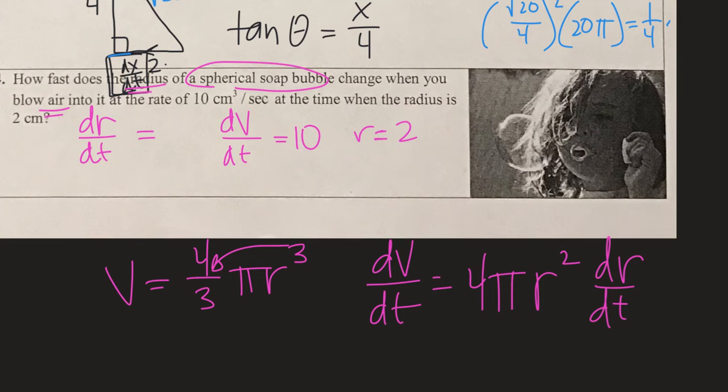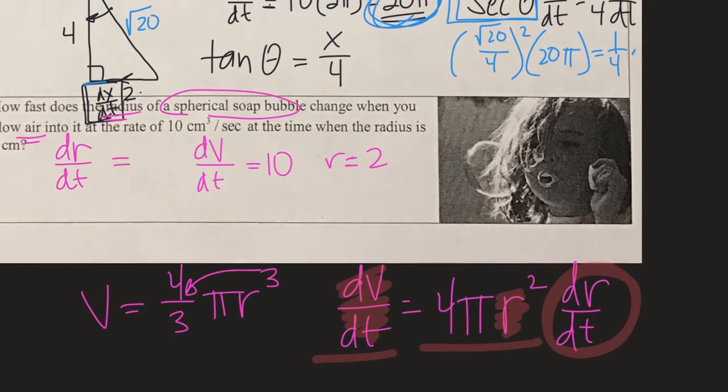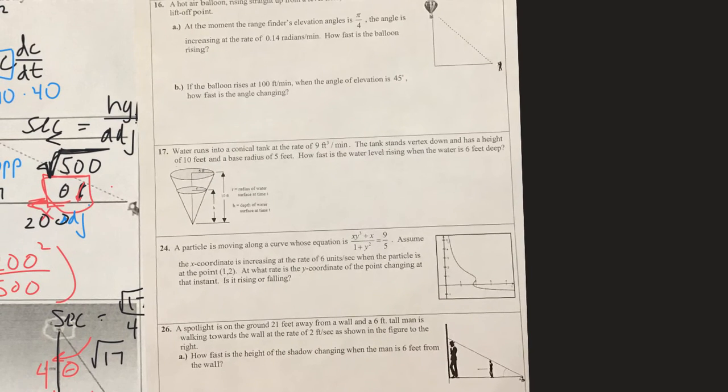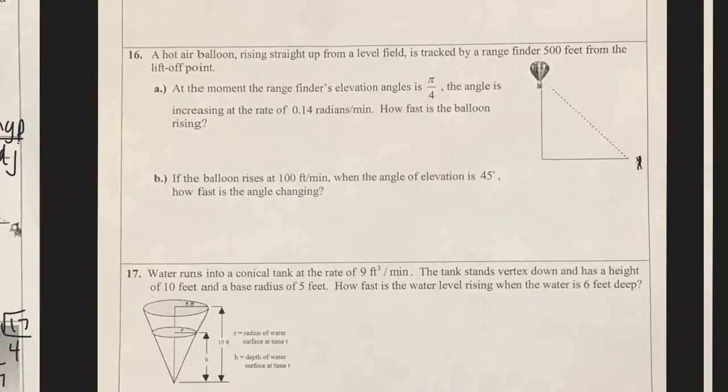Okay, so we know what the volume is. We can substitute that one. We know what the radius is. We can substitute that one. Then we have to divide by all this stuff, and that will tell us the rate at which the radius is increasing. Not too bad, I don't think. Let's see what the second page says.